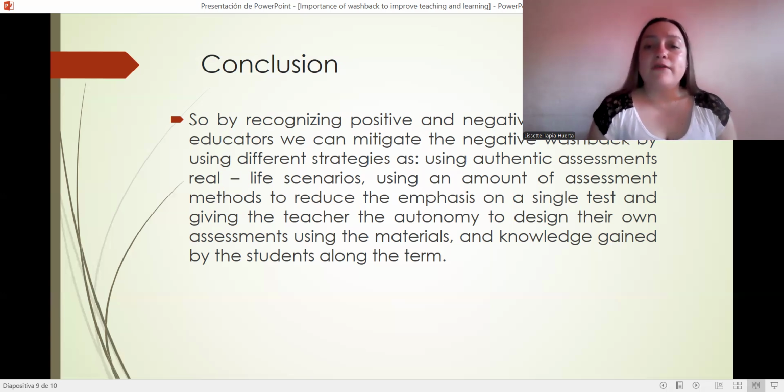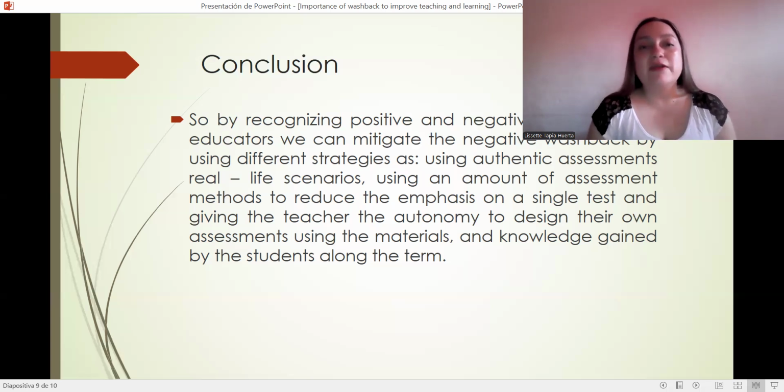Also, using a variety of assessment methods to reduce the emphasis on a single test. This means using different techniques and methods to create assessments. Not only one way, maybe different ways, maybe focusing on the knowledge style of our students, their style of learning or style of teaching as well. And finally, giving more autonomy to teachers to create their own assessments. So if a teacher has the opportunity to create their own assessments, they are going to work in function of their students and not the system.